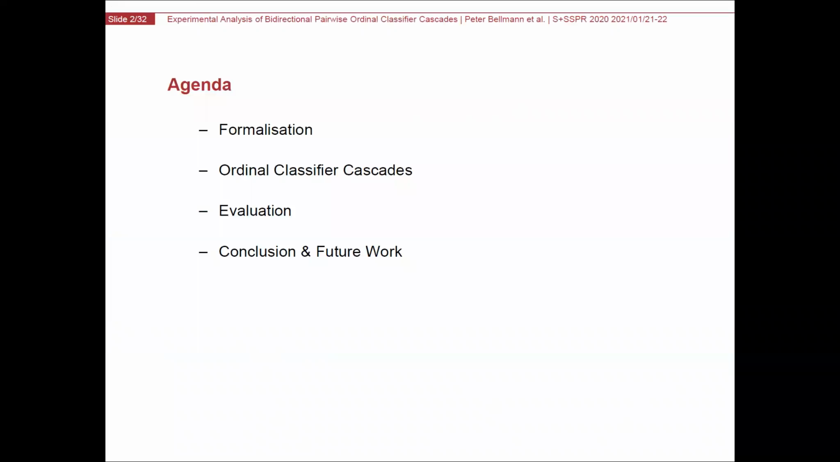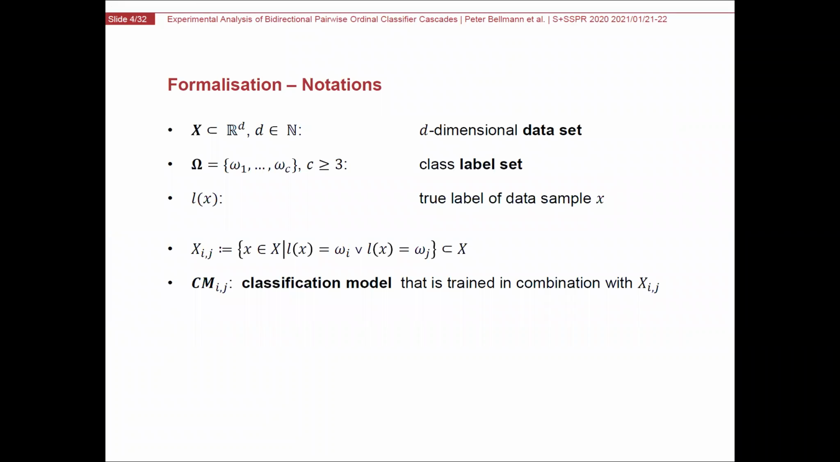This is the overview of the short talk. By capital X, we denote a d-dimensional dataset. By capital omega, we denote the set of class labels. By Xij, we denote the set containing all samples from the classes omega i and omega j. By CMij, we denote the classification model that is trained based on the set Xij. Note that in this study, we assume symmetric models, which means that CMij is equal to CMji for all i and j.